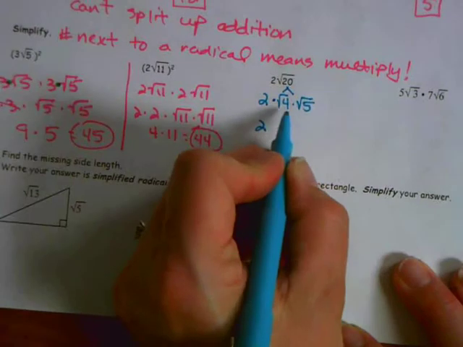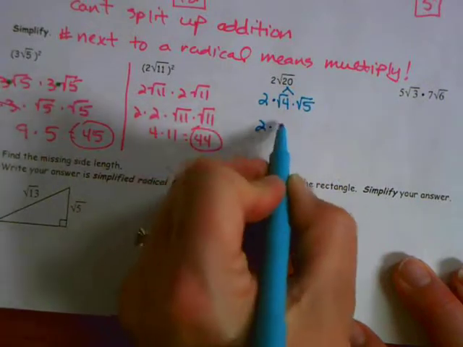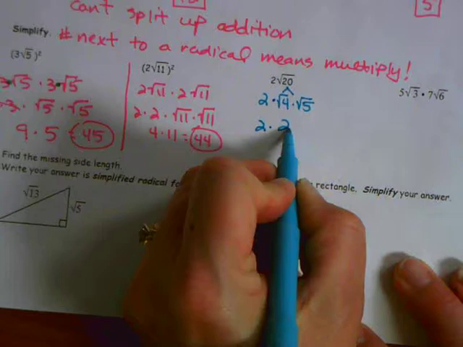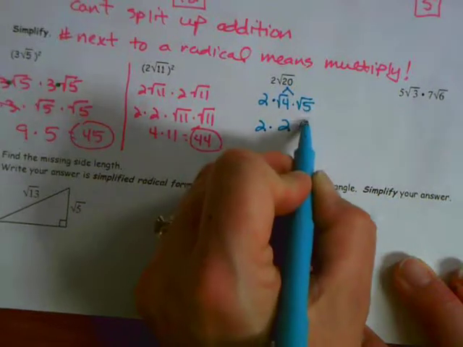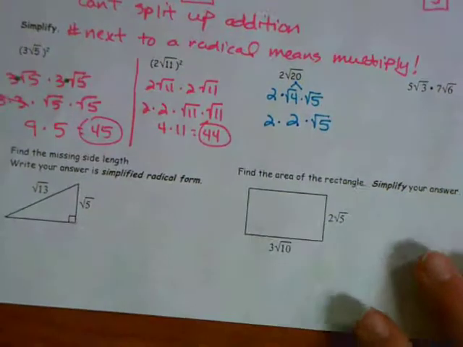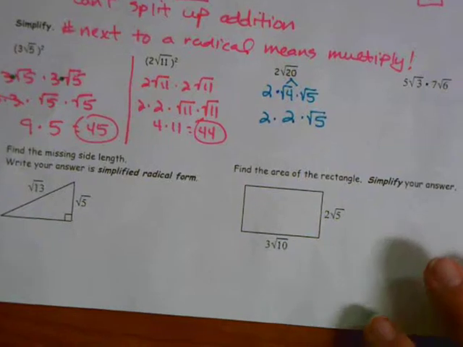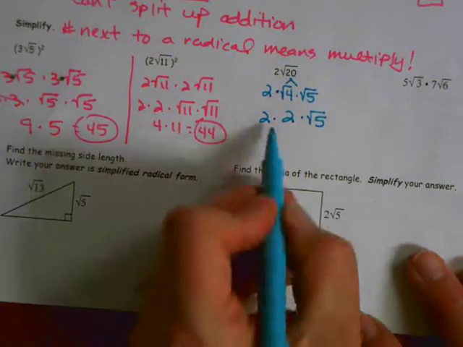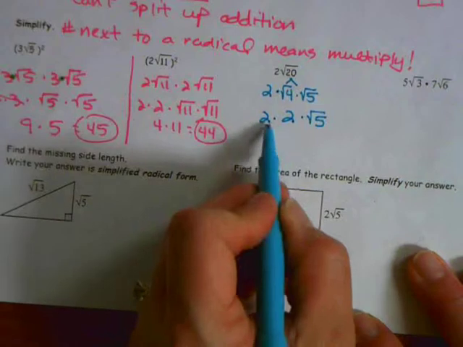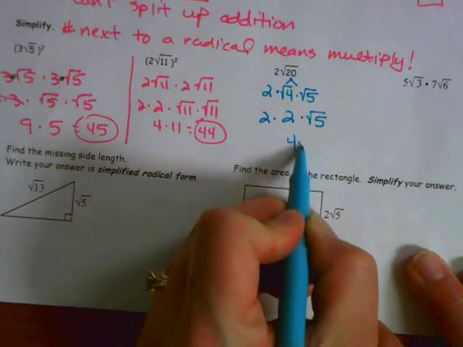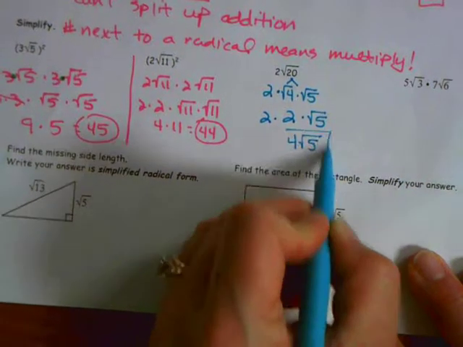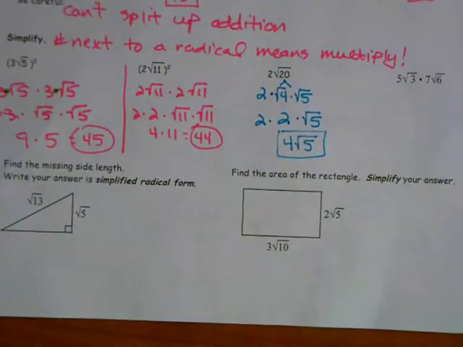Take the square root of 4, which is what? 2. This I can't do without a decimal, so that has to stay that way. So the simplified answer is going to be 2 times 2, which is 4, times the square root of 5. I cannot go any further there. That's as far as I can go. No decimals in my answer.